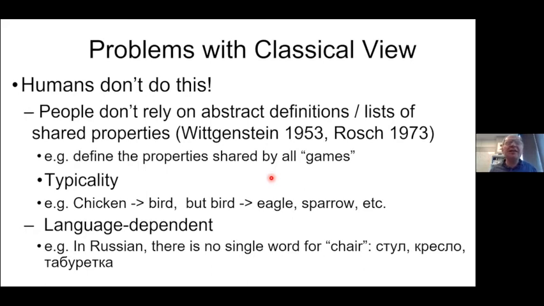There is also weird language dependence, right? So for example, in my native Russian, there is not a single word for chair. We have three words, stool, kreslo, and taburetka. And so that suggests that if I'm writing an object detector in Russian, then somehow I get a different result than if I were coding it up in America, which doesn't make sense.